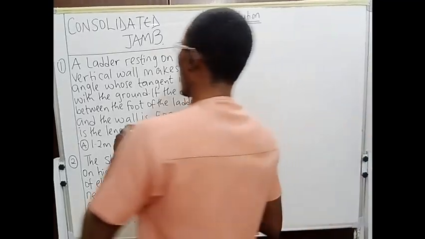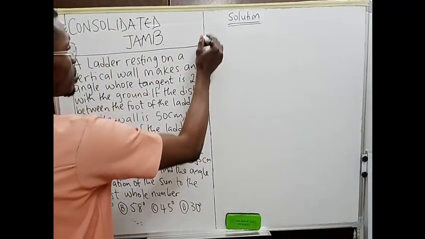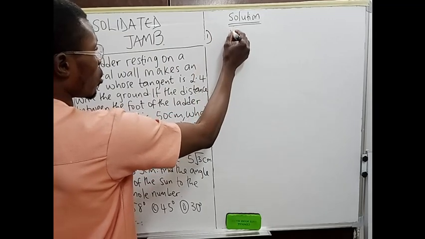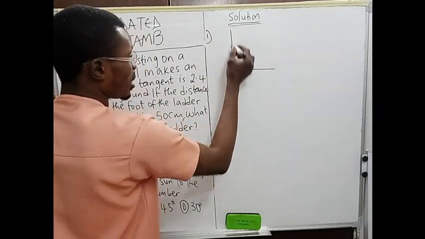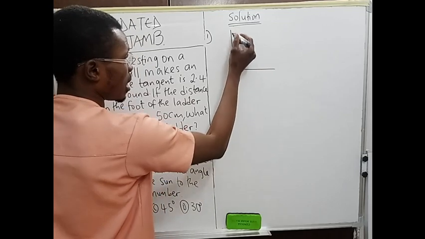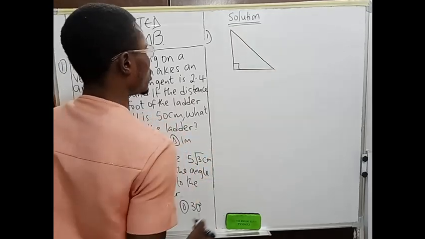To begin with, we're going to represent this information on a diagram. All right, we have the wall, a vertical line. We have the ground like this. The wall and the ground make an angle of 90 degrees, and then we have the ladder resting this way.